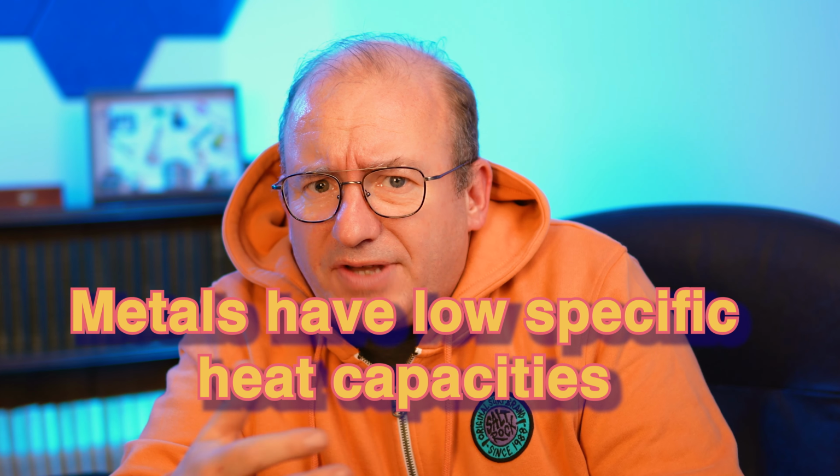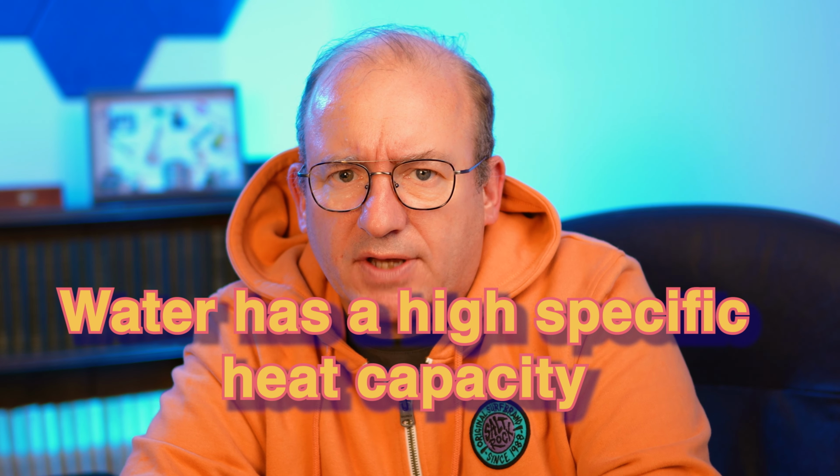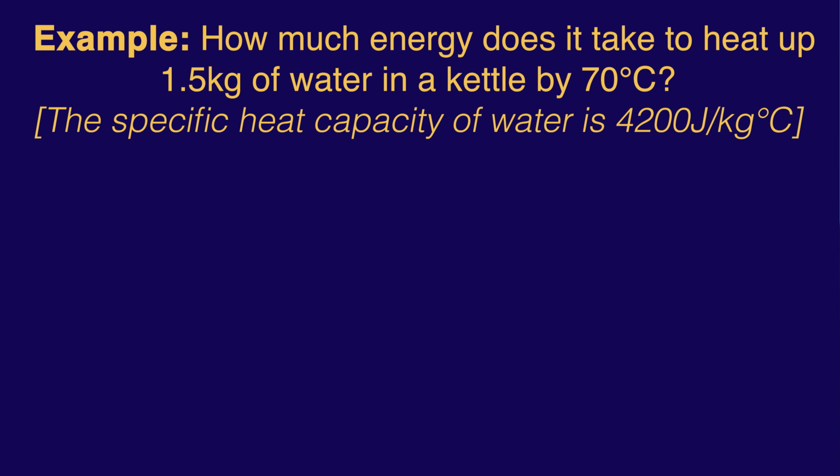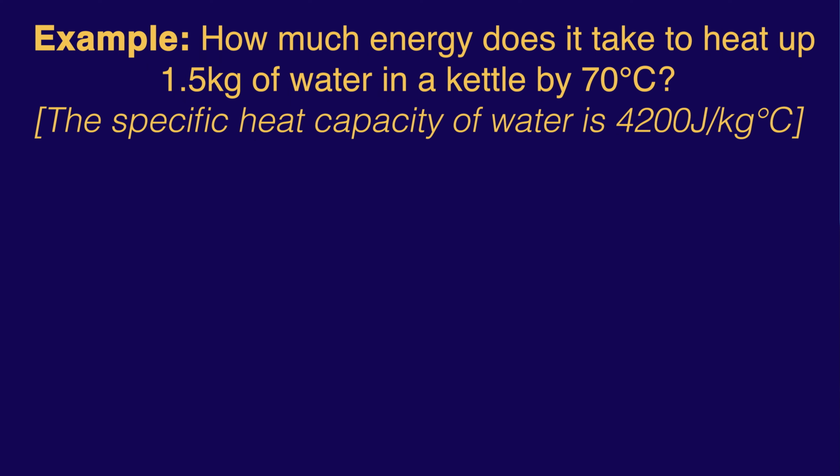Substances with low specific heat capacities, like metals, don't take much energy at all for their temperature to increase quite a bit. Water has one of the highest specific heat capacities, which is why it takes so much energy to heat up a bath of water. Let's look at a quick example. How much energy does it take to heat up 1.5 kilograms of water in a kettle by 70 degrees C? The specific heat capacity of water is 4,200 joules per kilogram per degree C.